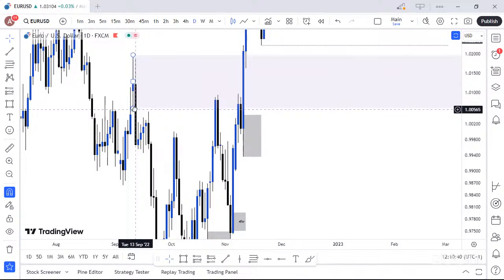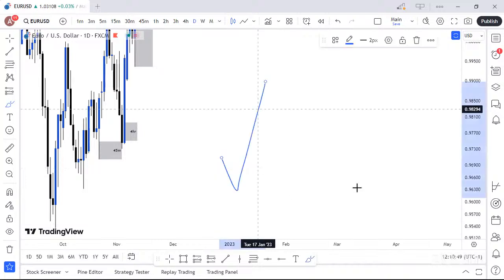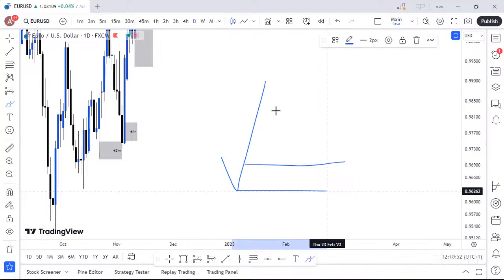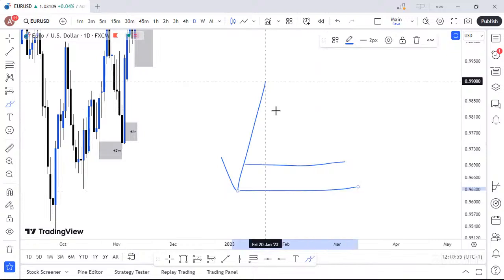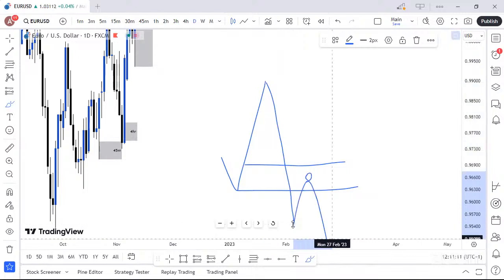Remember what I said? What's a breaker? A breaker is a failed demand or supply that becomes the opposite. So if we have a demand here, a solid demand, right? And then price comes and breaks that demand with impulse, right? So instead of just cleaning the demand, that demand can become what? A supply. That demand can become a supply and continue.